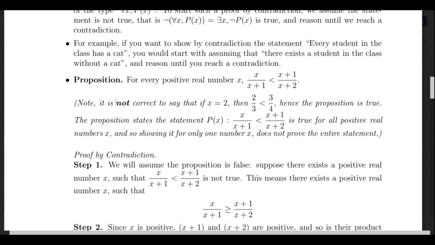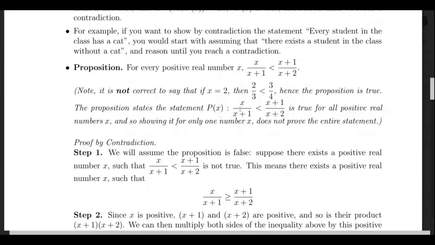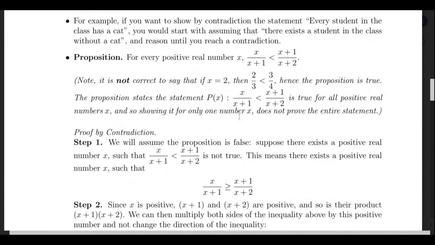Note, we cannot use only one number to prove it. It's not correct to say, okay, if x equals 2, then 2 over 3 is less than 3 over 4, this is just one example, hence the proposition is true. No, we cannot do that. The proposition states that x divided by x plus 1 is less than x plus 1 divided by x plus 2 is true for all positive real numbers x. So showing it only for one number is not enough. So we have to prove by contradiction.